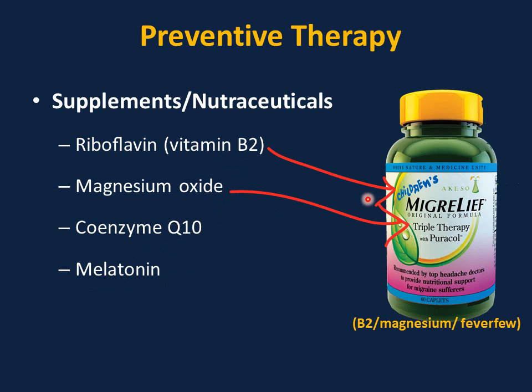So we have a combination here of 3 items. It's called Mega Relief, which is B2, or riboflavin, vitamin B2, magnesium, and feverfew. So 1 to 2 capsules per day, children's size, can be very helpful to prevent migraine. Coenzyme Q10 and melatonin. Melatonin is a good option for an adolescent who has headache and has trouble sleeping.